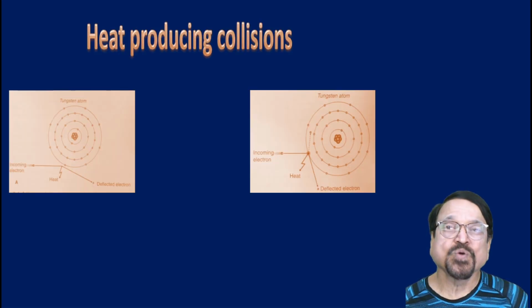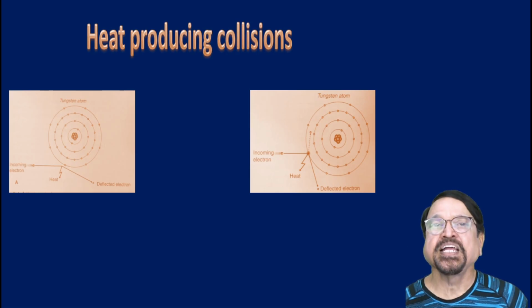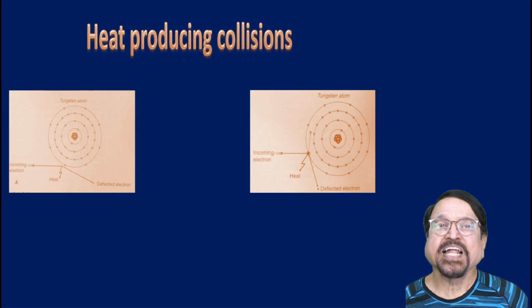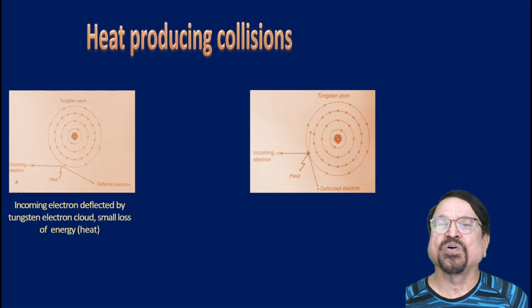Now, first what we have said is the heat producing collision. Here we are seeing two charts. There are two diagrams in which we are showing an incoming electron and a deflected electron. How do they differ? Now let's see. The incoming electron is deflected by the tungsten electron cloud, and a small loss of energy occurs. That is heat.